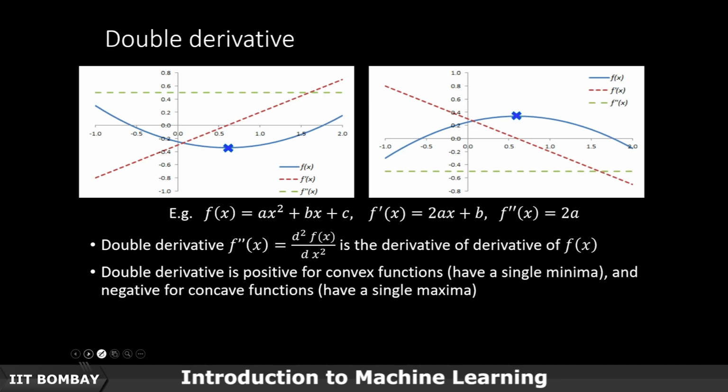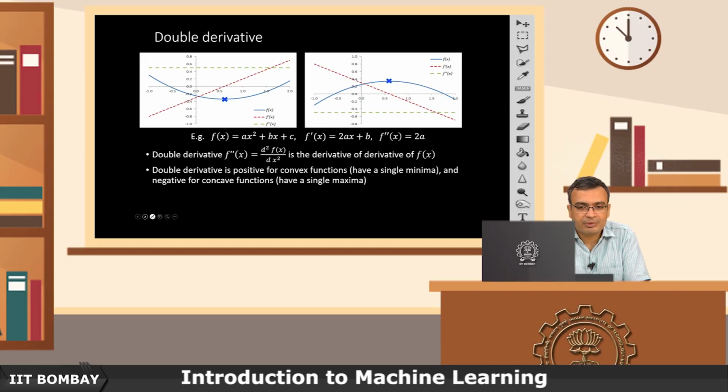Now let us look at how we can speed up gradient descent using the concept of double derivatives, the equivalent of which in n dimensions is the Hessian. Quickly revising, if you have a perfect quadratic function ax square plus bx plus c, then we can find its minima in one shot, which is basically going to be minus b by 2a. This comes from f of x, which is ax square plus bx plus c, f dash is 2ax plus b, and f double dash is 2a.